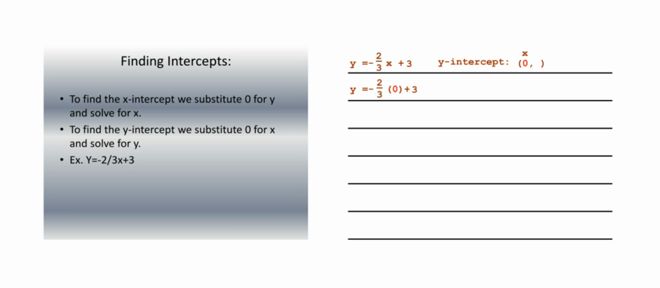Keep in mind, we can make our life easier. So substituting 0, 0 times negative 2/3 gives us 0. 0 plus 3 gives us 3. y equals 3 then. So 3 is our y-intercept.